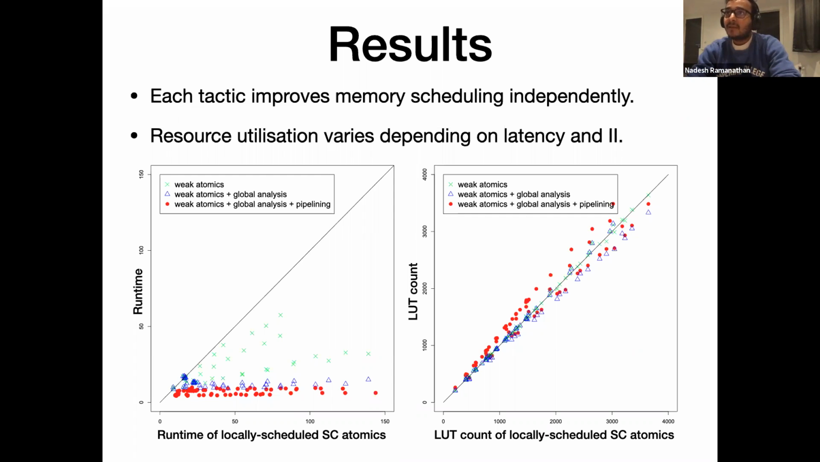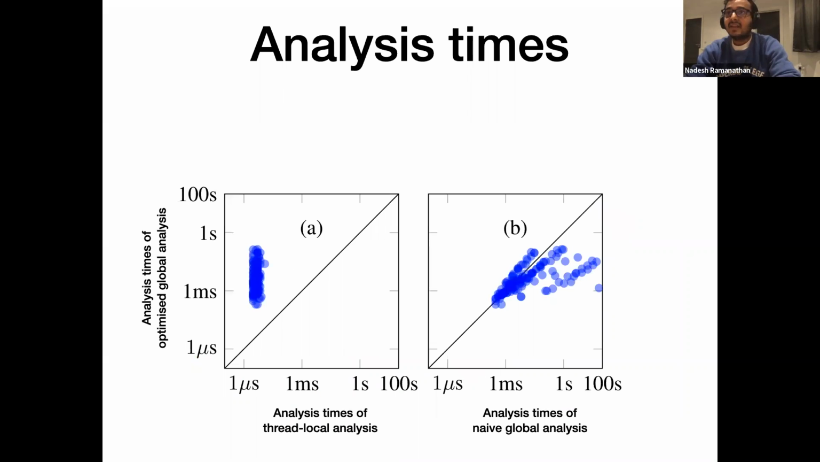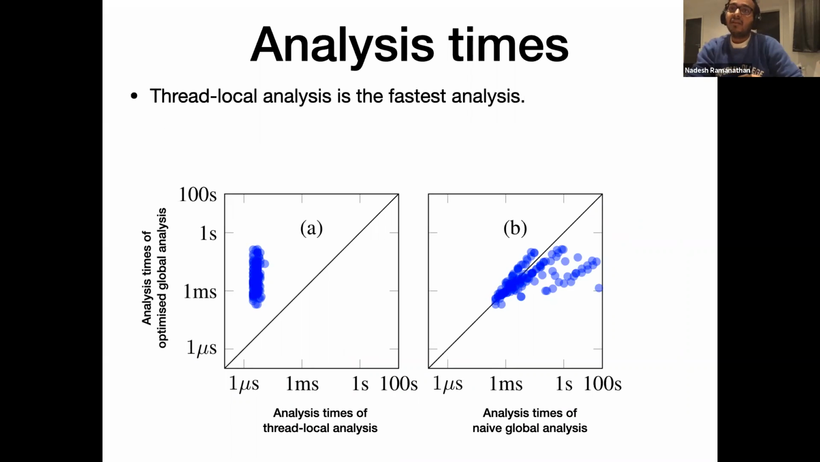And these are the results that I have explored in terms of the benchmarks and the data structures that I was experimenting on, and also the patterns and the number of threads. And this is the analysis time. On the y-axis is our optimized analysis. The left x-axis is thread local analysis, and the right is the naive global analysis.